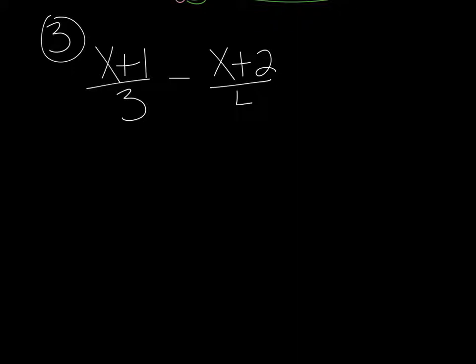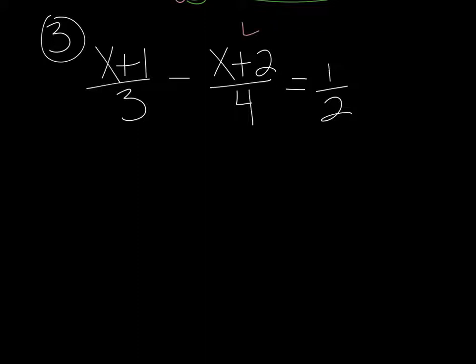Okay, number 3. X plus 1 over 3 minus x plus 2 over 4 equals 12. Okay, on that right-hand side, it should be 1/2.